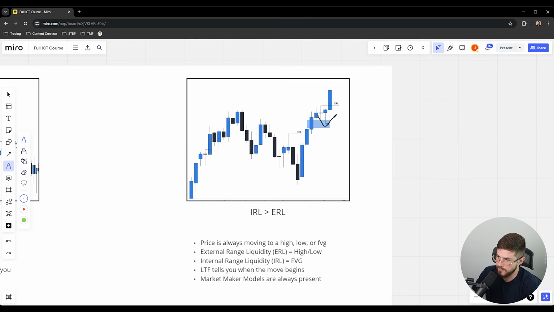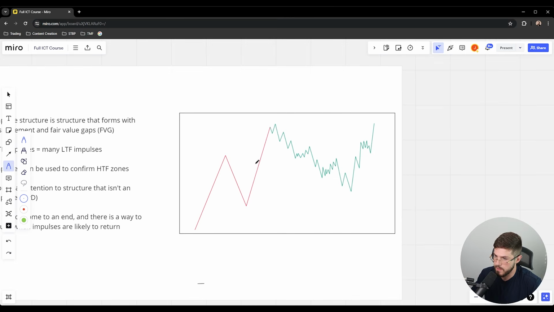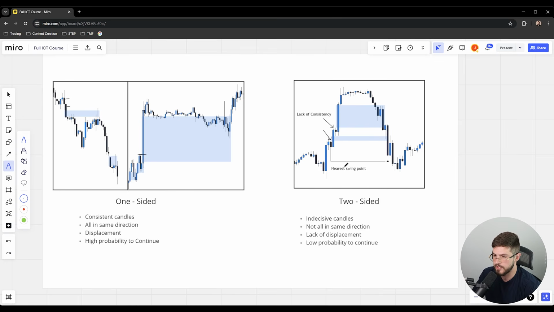Now, lower time frames, like we talked about with the impulse structure in this example, this is a visualization of us moving from those fair value gaps back to external range liquidity. We're going to use something called market maker models to determine how to trade this later in the video. Let's talk about some strategies on how to select which fair value gaps are high probability versus the lower probability.